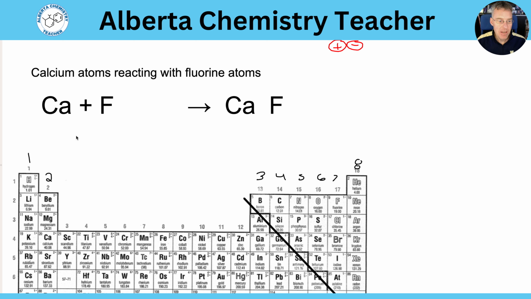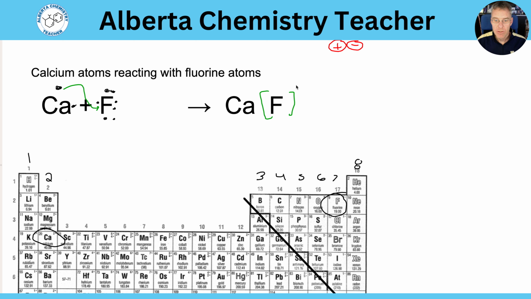A calcium atom has 2 valence electrons, 2 outermost electrons, so 2 dots in an electron dot diagram. A fluorine is in group 7, so it's going to have 7 valence electrons, which we can model as dots. Now, what happens in the formation of this ionic compound is fluorine can become stable by becoming fluoride and gaining one of calcium's valence electrons. And then we get a fluoride ion.